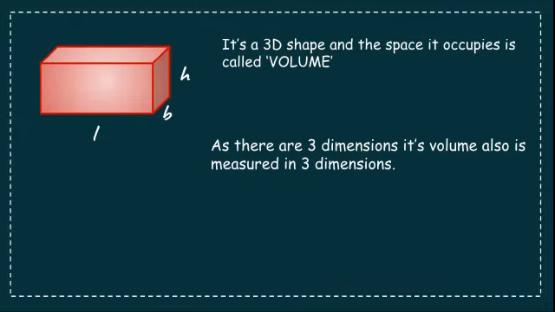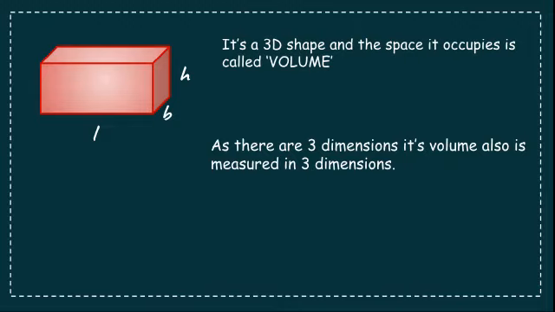Whereas if you take a two-dimensional shape, a rectangular sheet of paper, the space it occupies is called its area. So the units for area will be length into breadth. That means we can measure area in two dimensions. Whereas coming to volume, the three-dimensional shape occupies some space and that space is called volume.